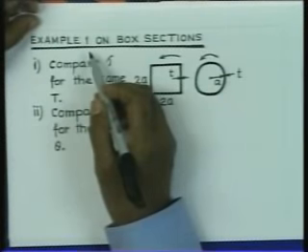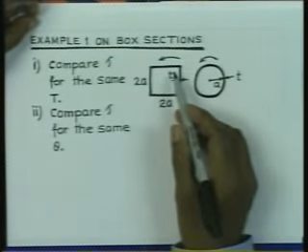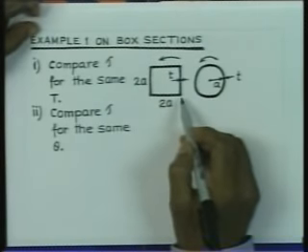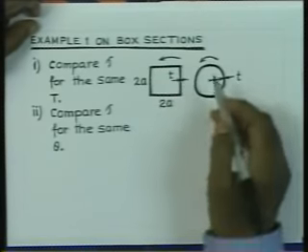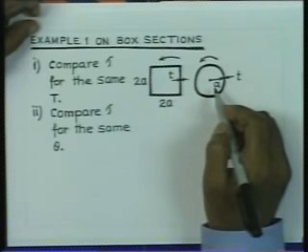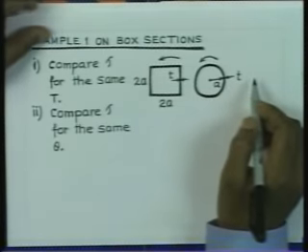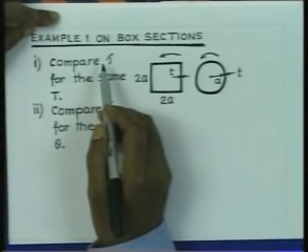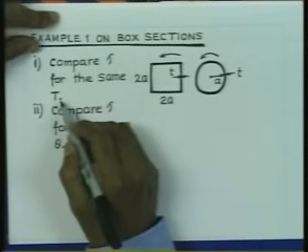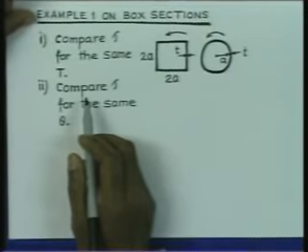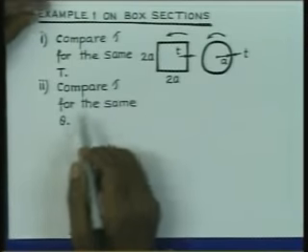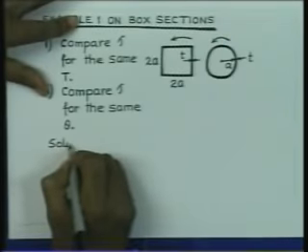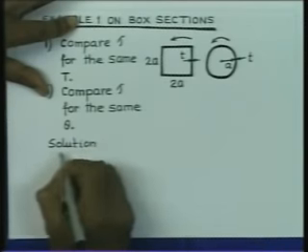Let us consider one example of a simple square box section where the sides are 2a and thickness is T, and we have another round section where the radius is A and the thickness is T. What you are required to do is compare the maximum shear stress for the same T. In the second case, you are asked to compare the shear stress for the same angle of twist theta. Let us now work out the solution.